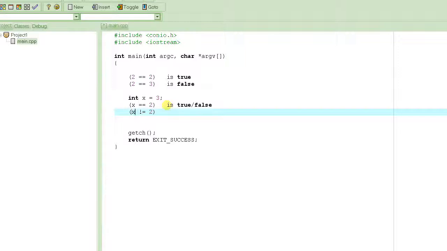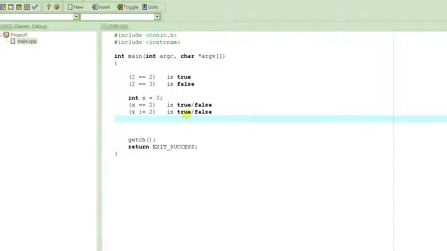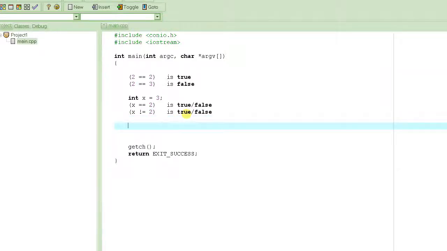And what do we get here? It will depend upon the value of x. Here in this example, the value of x is 3. So 3 is not equal to 2 is true. That yes, 3 is not equal to 2. If the value of x was 2, then 2 is not equal to 2 would have been false. So it will depend on the value of x here again. In general, if I write 2 is not equal to 3, this condition is actually true.